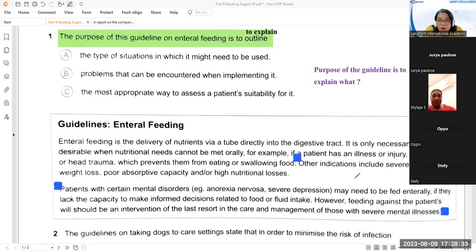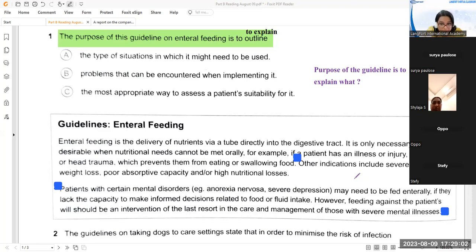Look at that sentence. All of you read the last sentence. So patients who have problems swallowing, eating, those who have weight loss, poor absorptive capacity, mental disorders such as anorexia nervosa, severe depression, all these patients might need to be fed enterally. Okay, that is one thing. And they may need to be fed enterally if they lack the capacity, if they do not have the ability to make decisions about their food or fluid intake.